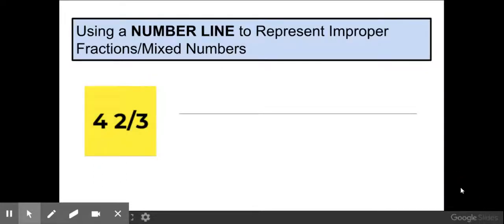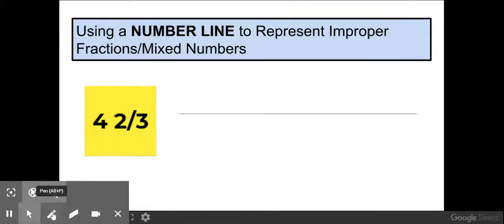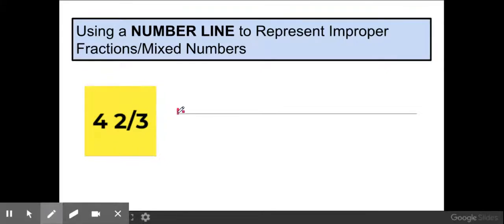Next up, we're going to learn how to use a number line to represent improper fractions and mixed numbers. I'm going to take the same fraction I had before, the same mixed number, and I'm going to make a number line. I'm going to start with 0, and I know I need more than 4 sections, so I'm going to start dividing up my number line. I'm going to try to make my sections equal, but it doesn't have to be perfect.